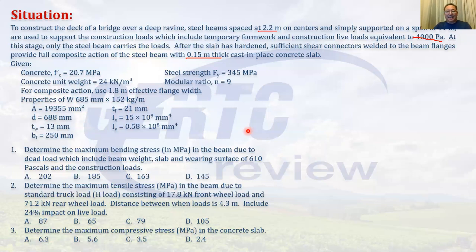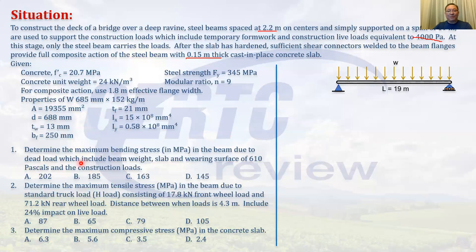Okay, so we will do part 1 first. The beam is 19 meters long. Let's get the total uniform load during construction. What are those? First, the beam weight. Its weight is 152 kilograms per meter. Let's convert to kilonewtons, so times g divided by 1,000. This is the beam weight: 1.491 kilonewtons per linear meter.